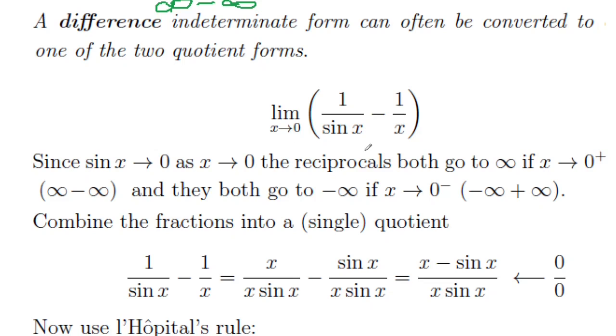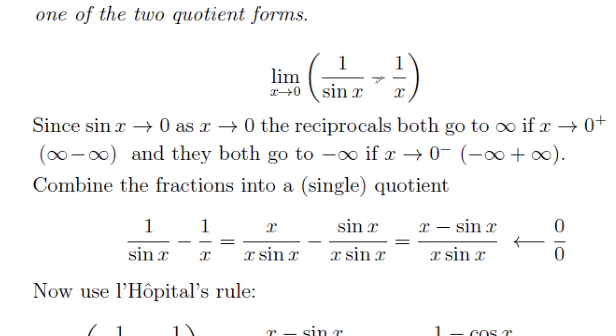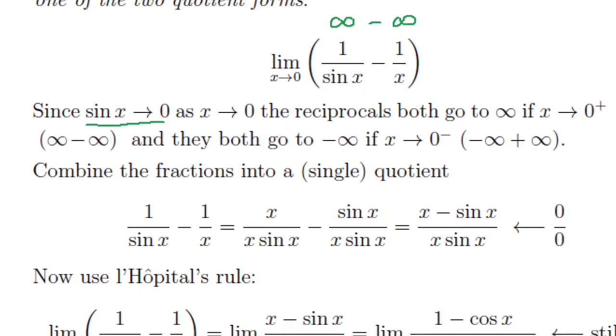Okay, here's an example. Limit as x goes to 0, 1 over sine x minus 1 over x. Now, as x goes to 0, sine of x goes to 0. So 1 over that goes to infinity. 1 over x also goes to infinity, so we have an infinity minus infinity indeterminate form.